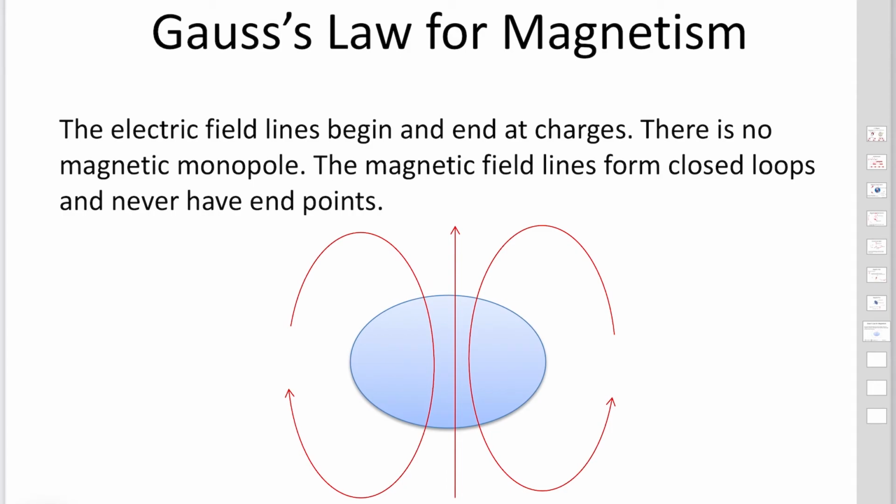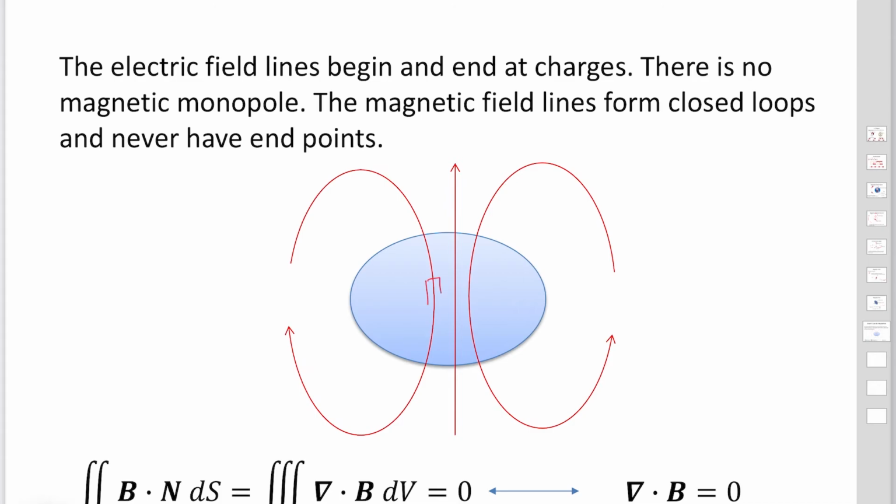Then finally, I'd like to introduce the second fundamental equation for electromagnetism. It is Gauss's law for magnetism. Electric field lines begin and end at charges. There is no magnetic monopole. The magnetic field lines form closed loops and never have an end point. So always in the magnet, N and S. So this starts, and then for the S it is coming in. In the case of the magnet, poles always appear in pairs like N and S.